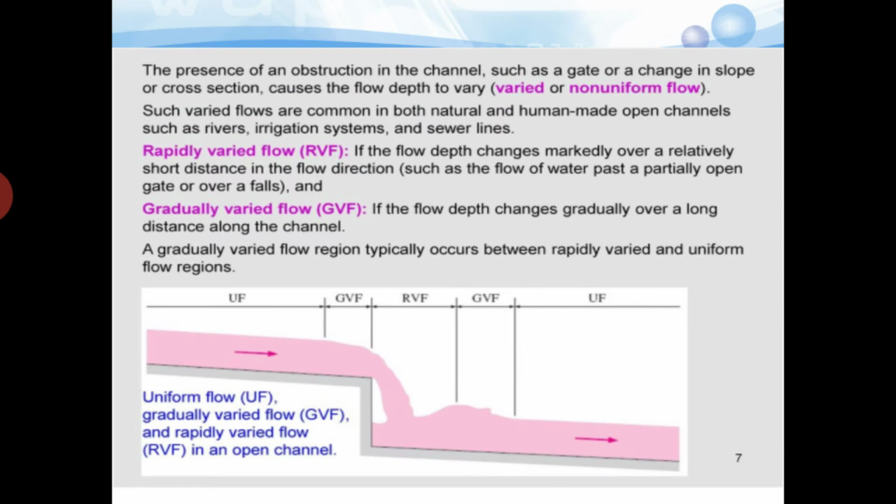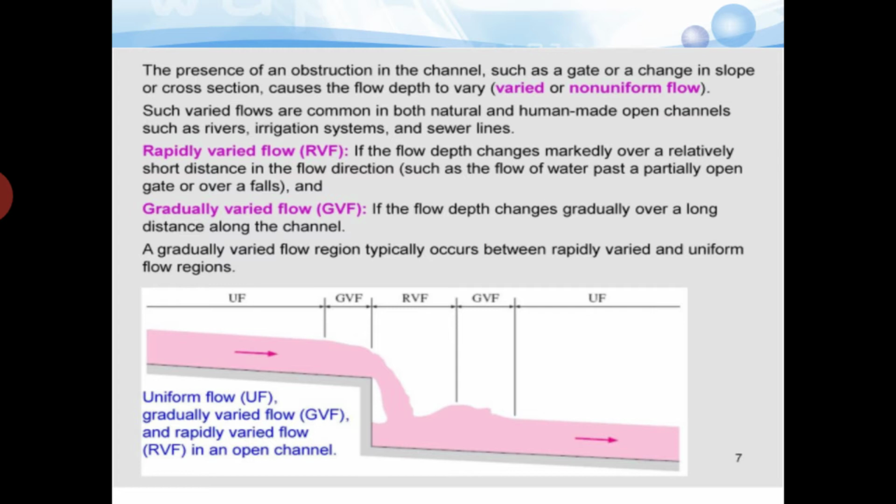Next, look at this figure. You will completely understand what is meant by uniform flow, and where the gradually varied flow takes place or where the rapidly varied flow takes place. So try to understand the types of flow here. You will be having two types of flows.